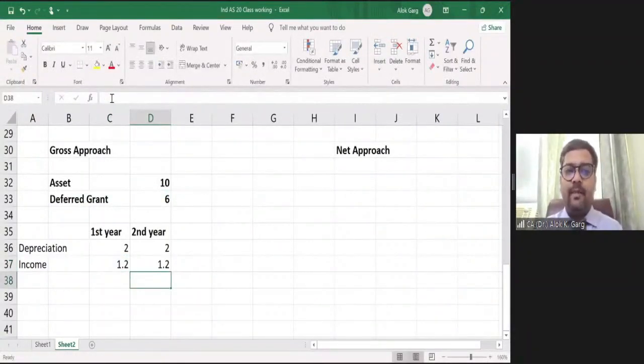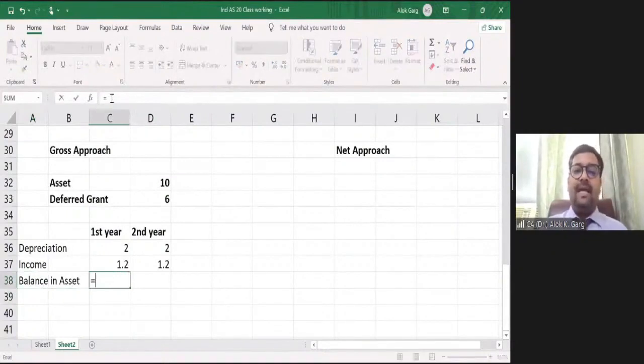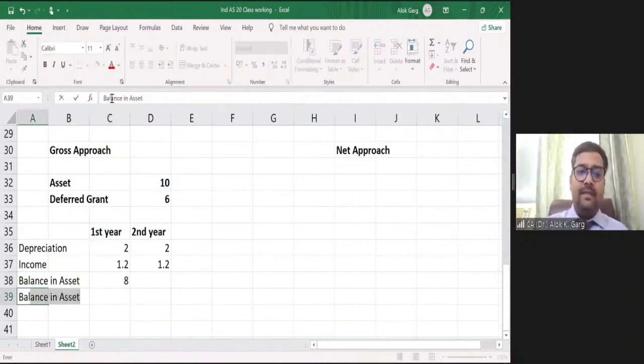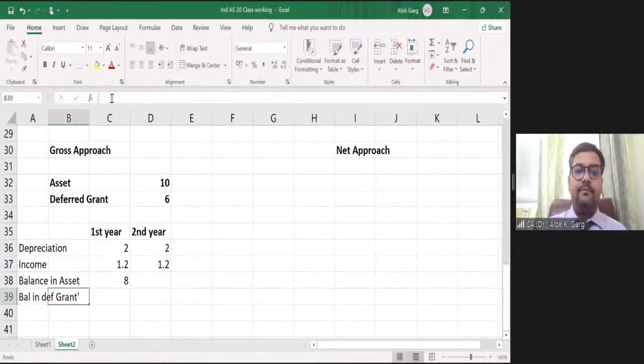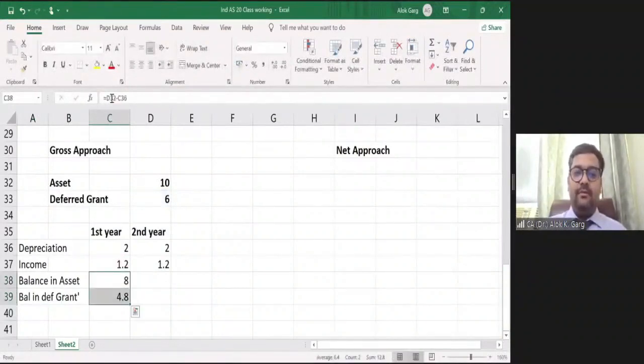Okay, so we have to do the balance in the asset account. In the first year, the balance in the asset account will be 10 lakh minus depreciation 2 lakh. Balance in deferred grant is 6 minus 1.2 lakh. Okay, 6 minus 1.2 lakh.